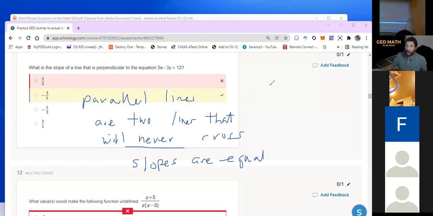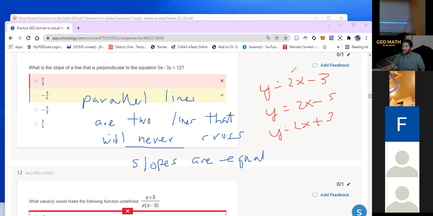An example of parallel lines would be y equals 2x minus 3, y equals 2x minus 5, y equals 2x plus 3. Why? Because they all have a slope of 2. So parallel lines have the same slope.